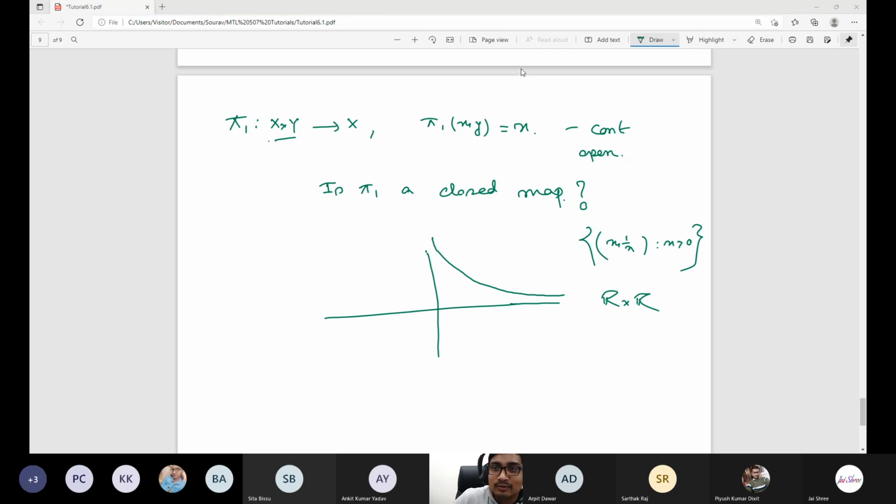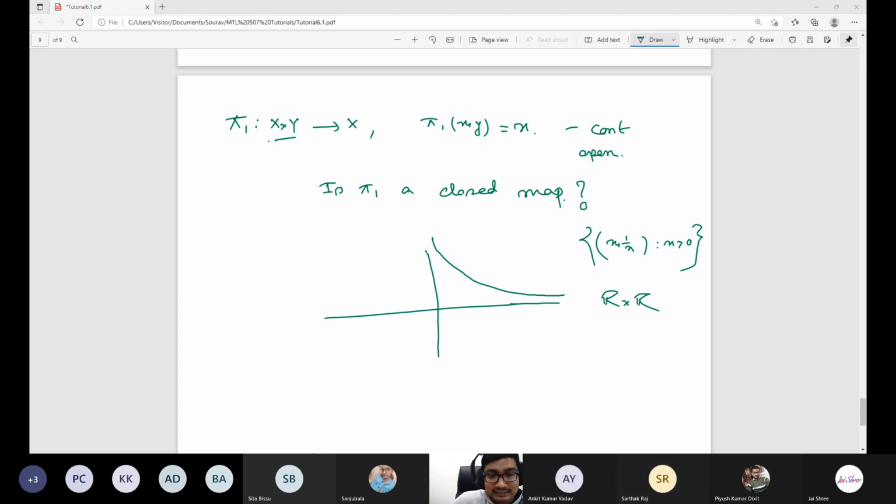Okay, Sita Basu, what is your argument? Is it closed or not closed? Not closed, sir. Okay, Sanju Bala, is it closed? Not closed, sir. What about others? Ankit? Sir, not closed, agree. Fine. Sarthak? Yes, sir. Raj? Not closed, it is not closed.